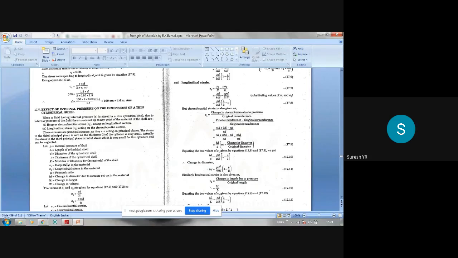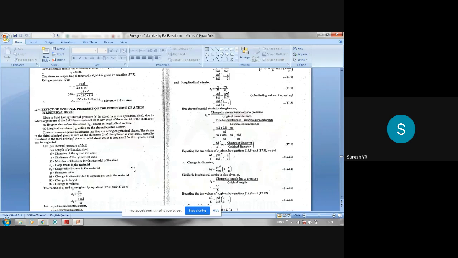Sigma 1 acts along the circumference, whereas sigma 2 acts along the longitudinal direction. That means stresses always act normal to the plane. You keep that in mind. So these two, sigma 1 and sigma 2, are perpendicular to each other. Both are tensile, so that also I told. So both the stresses, sigma 1 and sigma 2, are tensile stresses.